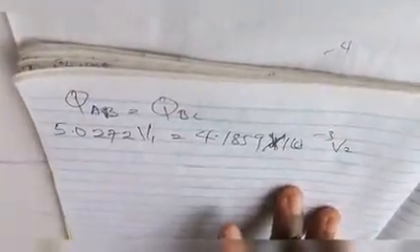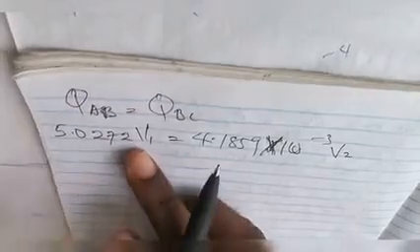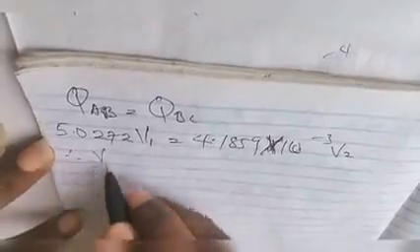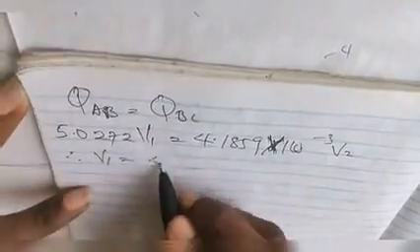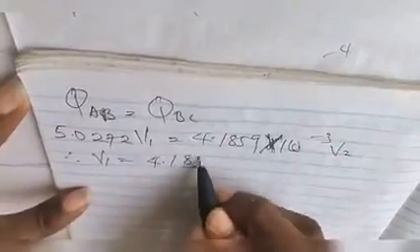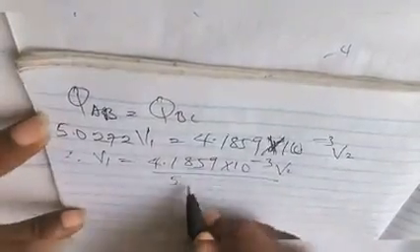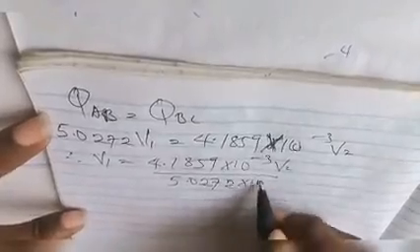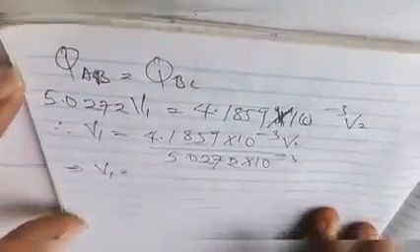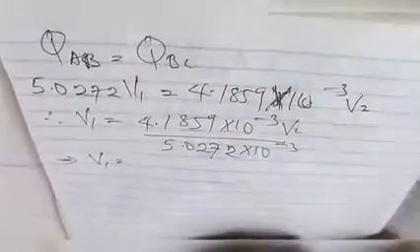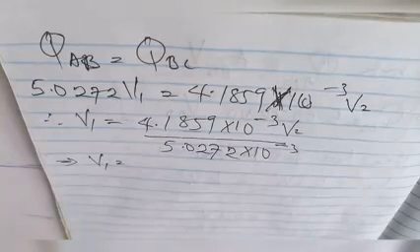So all we need to do at this point is either solve V1 in terms of V2 or solve V2 in terms of V1. So let's make V1 the subject. Therefore, V1 is equal to, divide through now by 5.0272, we have 4.1859 by 10 to the power of minus 3 V2 all over 5.0272 by 10 to the power of minus 3. So this now implies that V1 itself is now equal. So this helps us to find the speed of pipe 1 in terms of the speed of pipe 2. So let's do it and see.